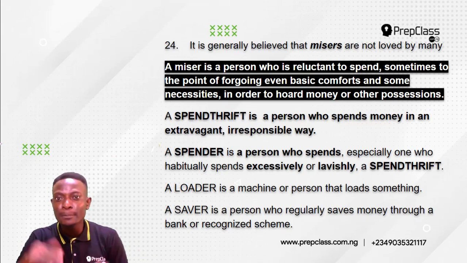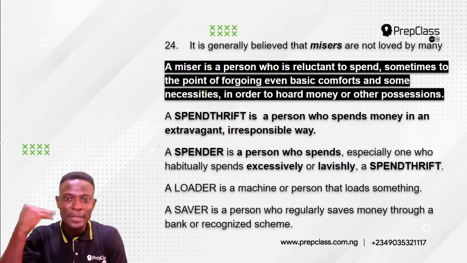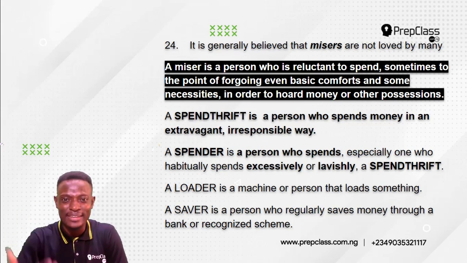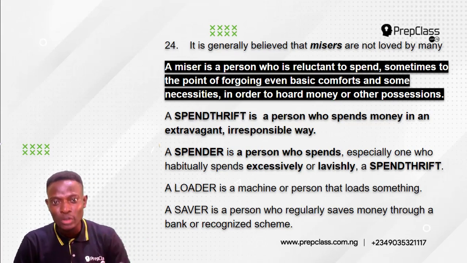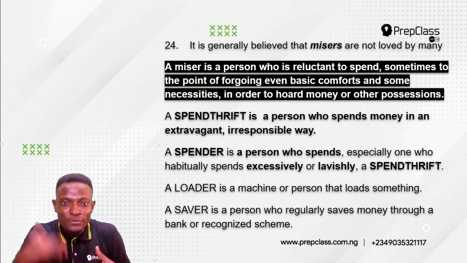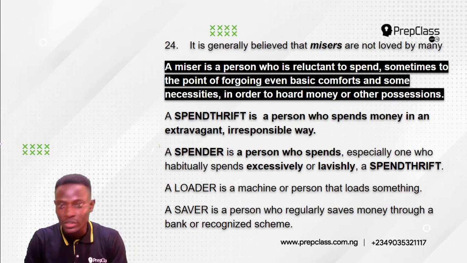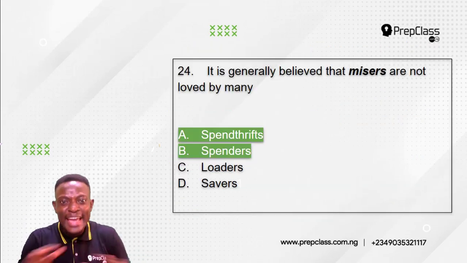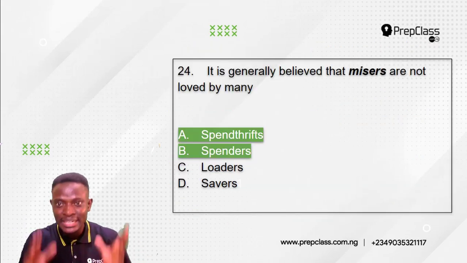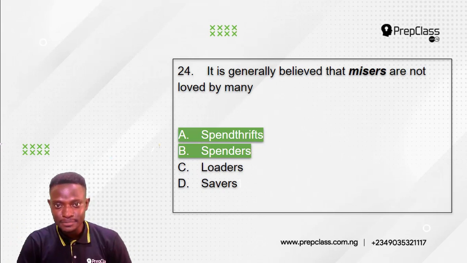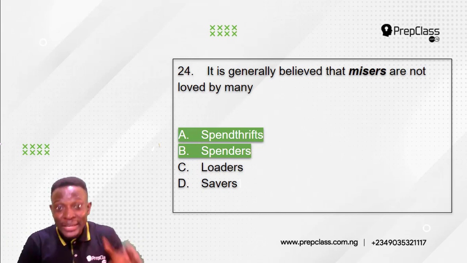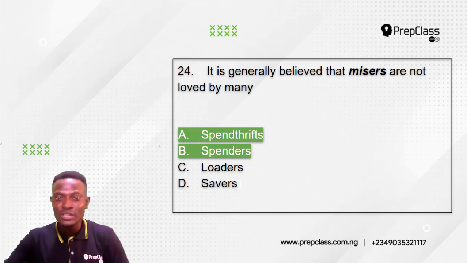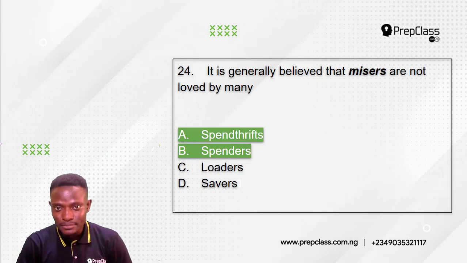A miser is a person who is reluctant to spend. A spendthrift is a person who spends money in an extravagant and irresponsible way. A spender is a person who spends, especially one who habitually spends excessively or lavishly. Now, looking at the meanings of spendthrift and spender, they are synonymous words. So, the answer to this question can be either option A or option B. They are both antonyms for miser. So, whichever option you are okay with, I would advise that you pick it when you come across this question, because both options are correct.